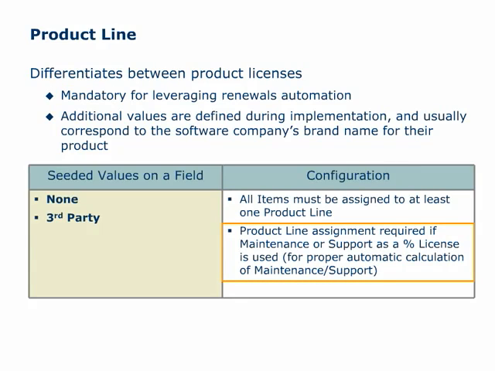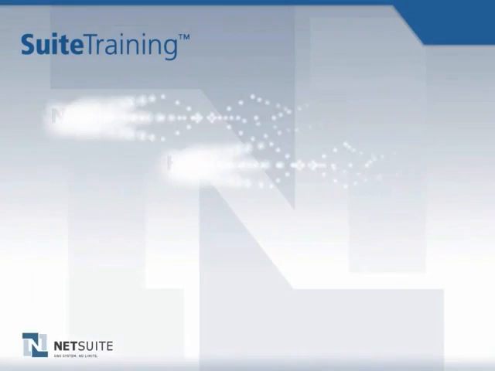If you plan to use the maintenance support as a percentage of license feature, product line assignment becomes critical for the proper automatic calculation of maintenance support by product line. Classification of product lines within the item record also provides an additional level of summary reporting. With Item Master correctly configured, NetSuite is set up for install-based automation for future transactions.